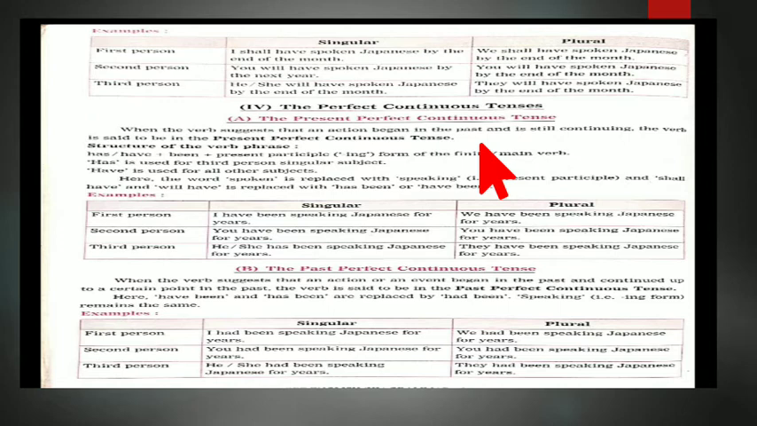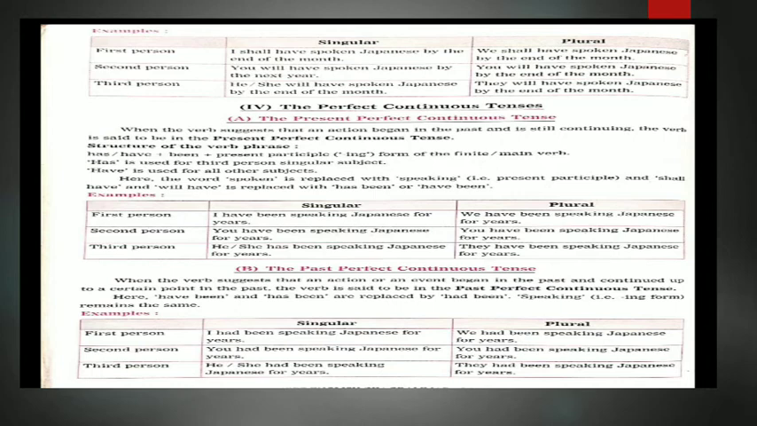Now we'll understand this with the examples in a better way. First person, I have been speaking Japanese for years. We have been speaking Japanese for years. You have been speaking Japanese for years. She or he has been speaking Japanese for a year. They have been speaking Japanese for a year.